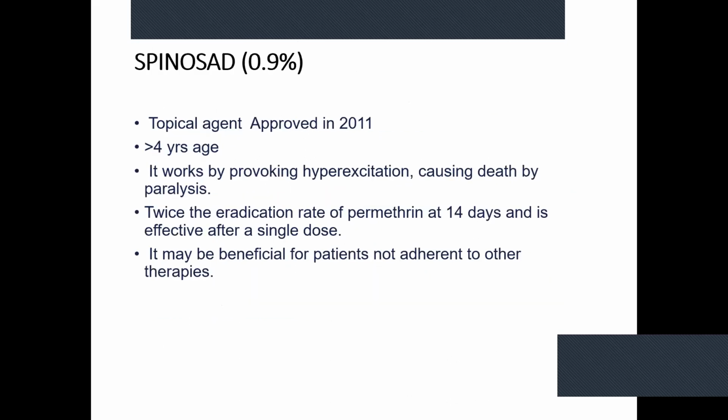Then spinosad, it is not very commonly used. 0.9% concentration is used, mainly in those more than 4 years of age. It was approved in 2011. It works by provoking hyperexcitation, causing death by paralysis. It has twice the eradication rate of permethrin at 14 days and is effective after a single dose. It may be beneficial for patients not adherent to other therapies.